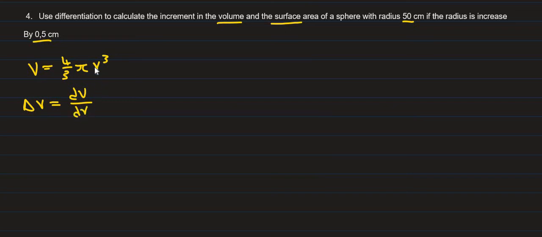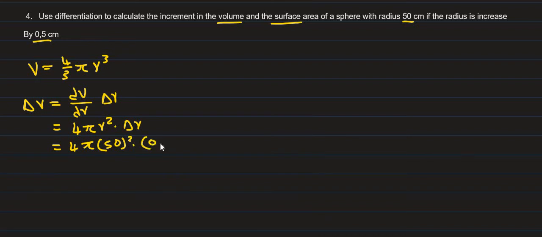The change in volume is the derivative of volume with respect to r multiplied by change in r, plus the derivative of volume with respect to h. The derivative of volume with respect to r is 4 pi r squared, since the 3 cancels, multiplied by change in r. So we have 4 pi times 50 squared multiplied by change in r, which is 0.5.